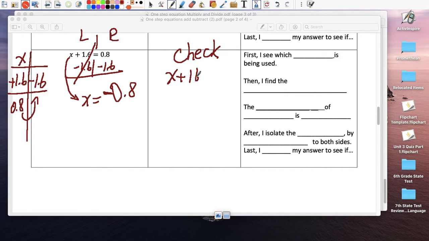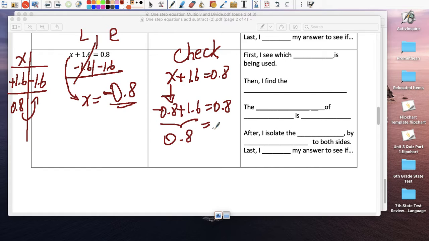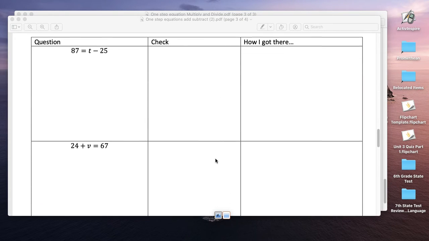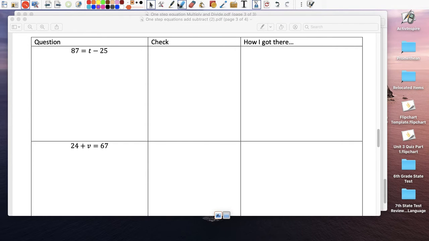X plus 1.6 equals 0.8. That's negative 0.8, right? X is negative 0.8 plus 1.6. So these two is 0.8, which equals 0.8 on the right side. All right, a few more questions. Again, my variable is t. And we're subtracting 25, and that equals 87.